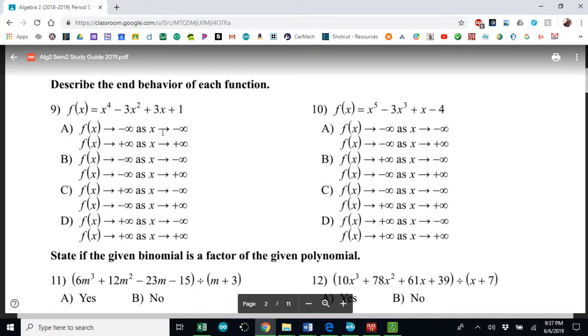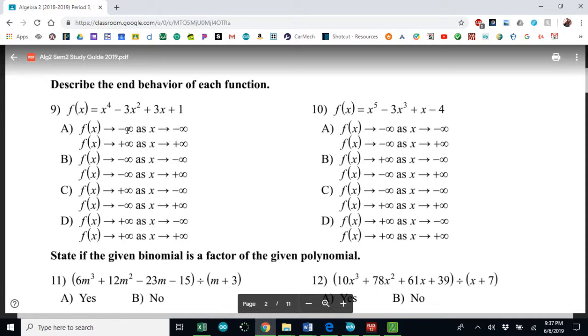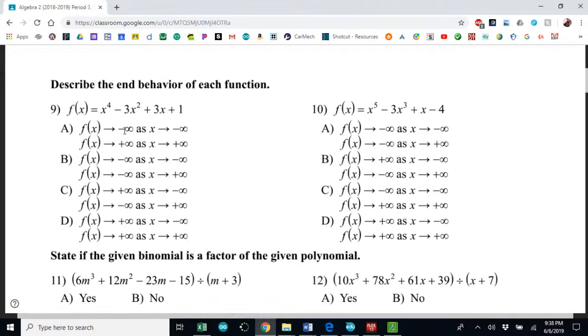So as x is going to the left here, is f of x going to negative infinity? Is it pointing down? Okay, so A would look like this. So negative infinity. B, I know you can't see this, but just a second. What I'm doing is I'm drawing the arrows for each possibility here, in order.